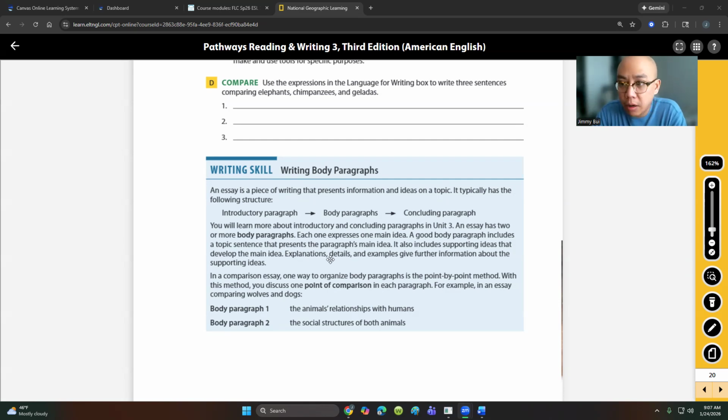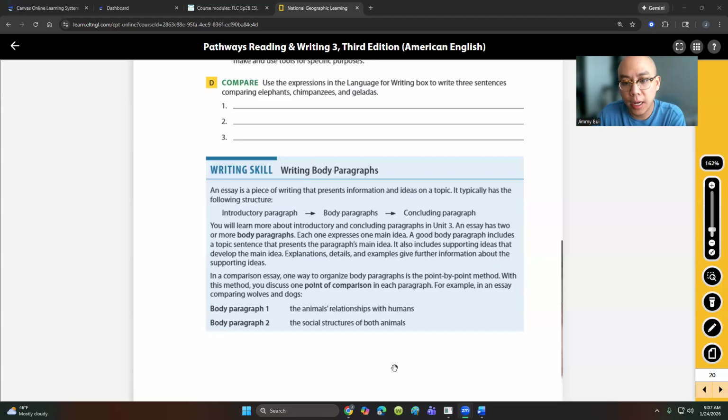Body paragraphs are paragraphs that support your thesis, and each one has a main idea. So you will be writing essays in this class and in college going forward. Five paragraph essays are commonly used so that you can communicate ideas and create your own ideas and support them with details and evidence. In this video today, we'll just be looking at the body paragraphs.